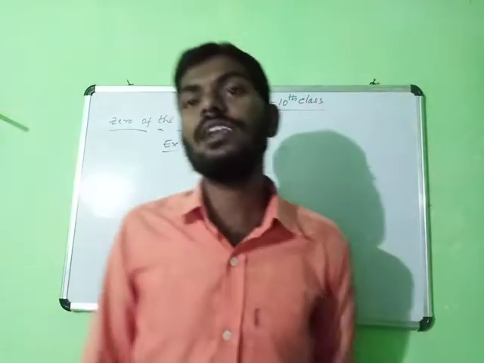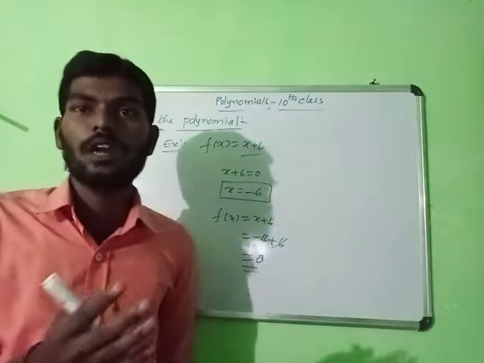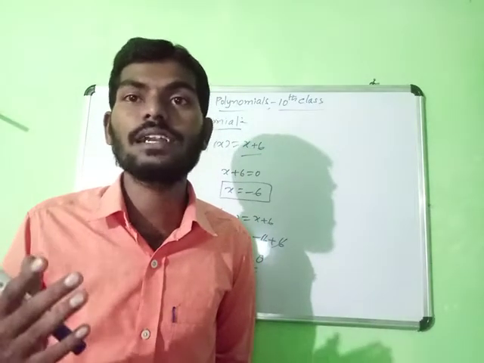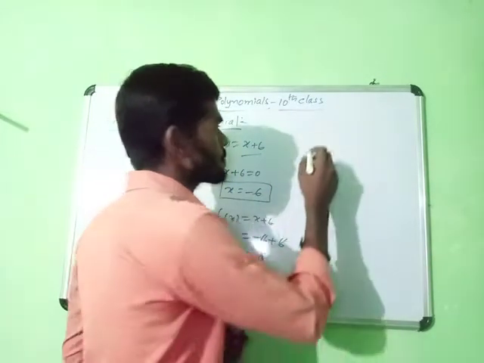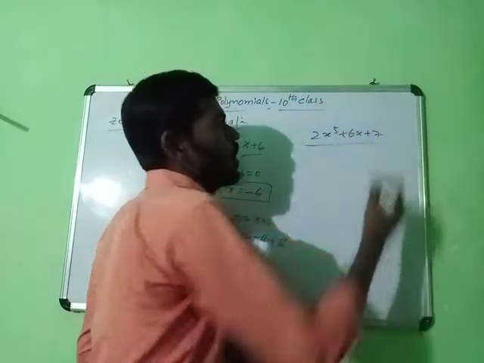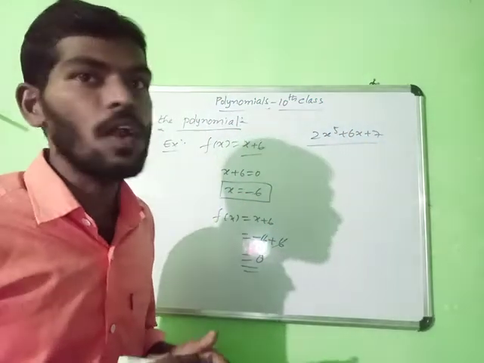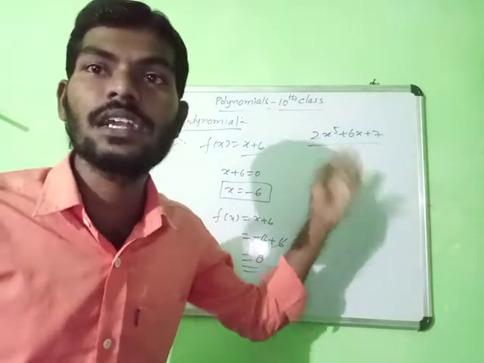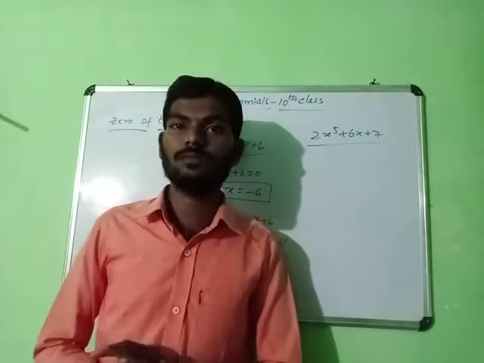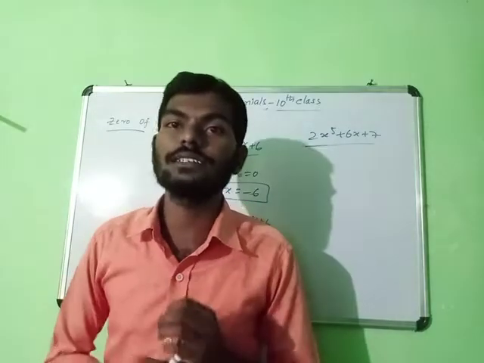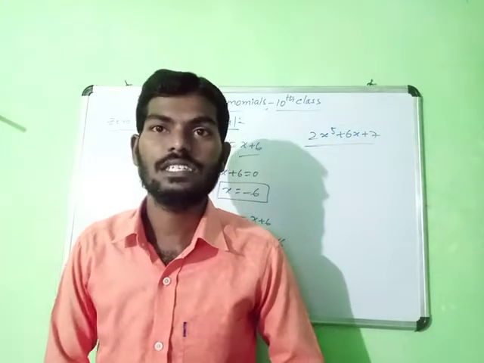If any polynomial is given, the question is, what is the degree of the polynomial, and how many zeros does it contain? For example, take 2x power 5 plus 6x plus 7. How many zeros does this polynomial have? The degree is 5, so 5 zeros will come. This is important. Whatever the degree is, that many zeros the polynomial contains.